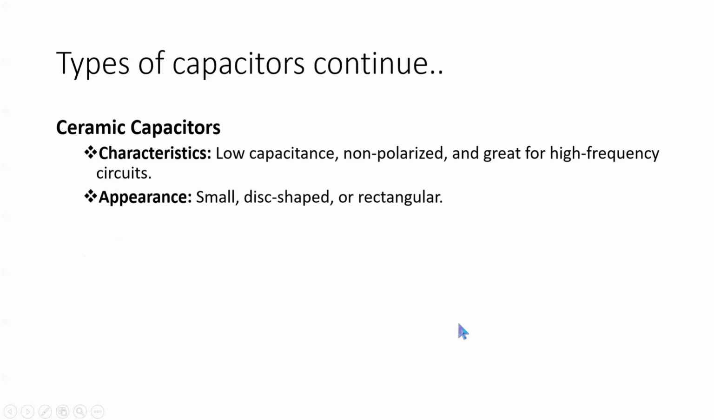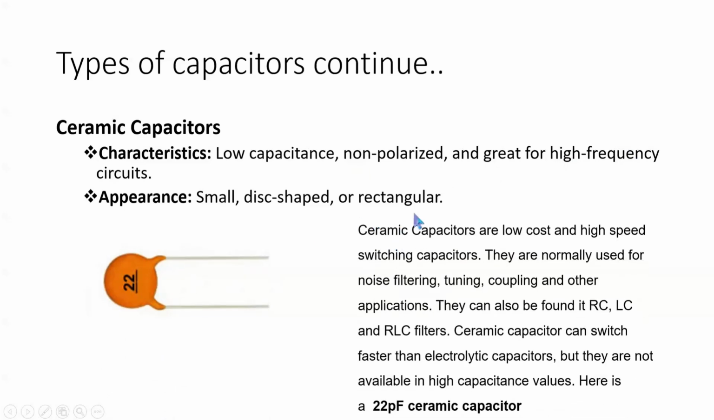So the next type is ceramic capacitors, and these have low capacitance, are non-polarized, and are great for high frequency circuits. They are small, disc shaped, and can also be rectangular. They are low cost, high speed switching capacitors, commonly used for noise filtering, tuning of circuits, coupling, and other applications. They can also be found in resistor capacitor, inductor capacitor, and resistor inductor capacitor filters.